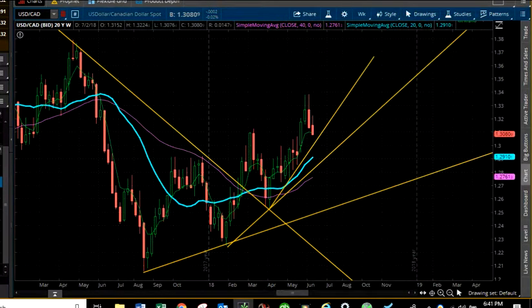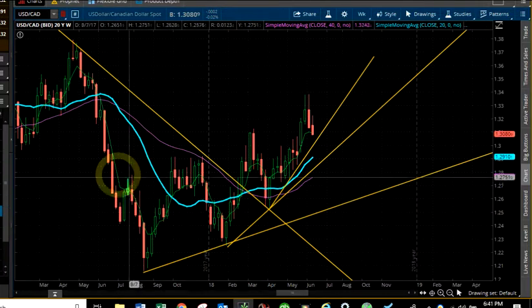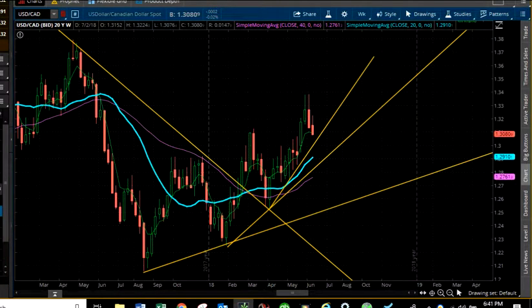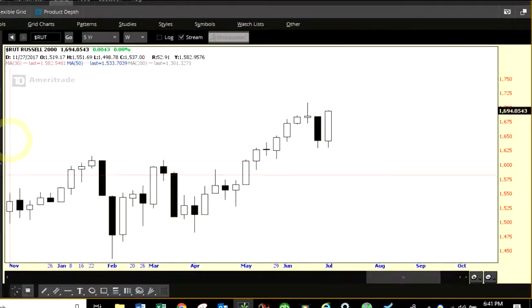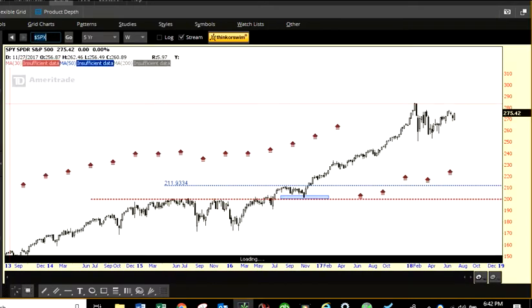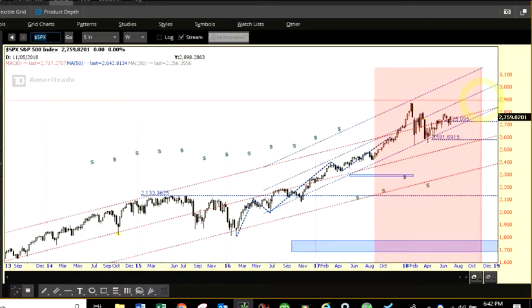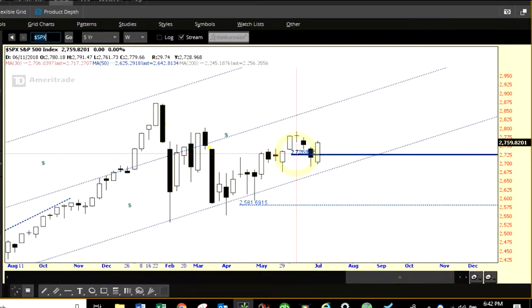All right, I think that's it, everybody. I've pretty much covered every market, I think. Let's go back and just revisit the S&P 500 just real quickly. That's the SPY, S&P 500 index. And again, we're looking at this 2725 area. It's a very critical area.